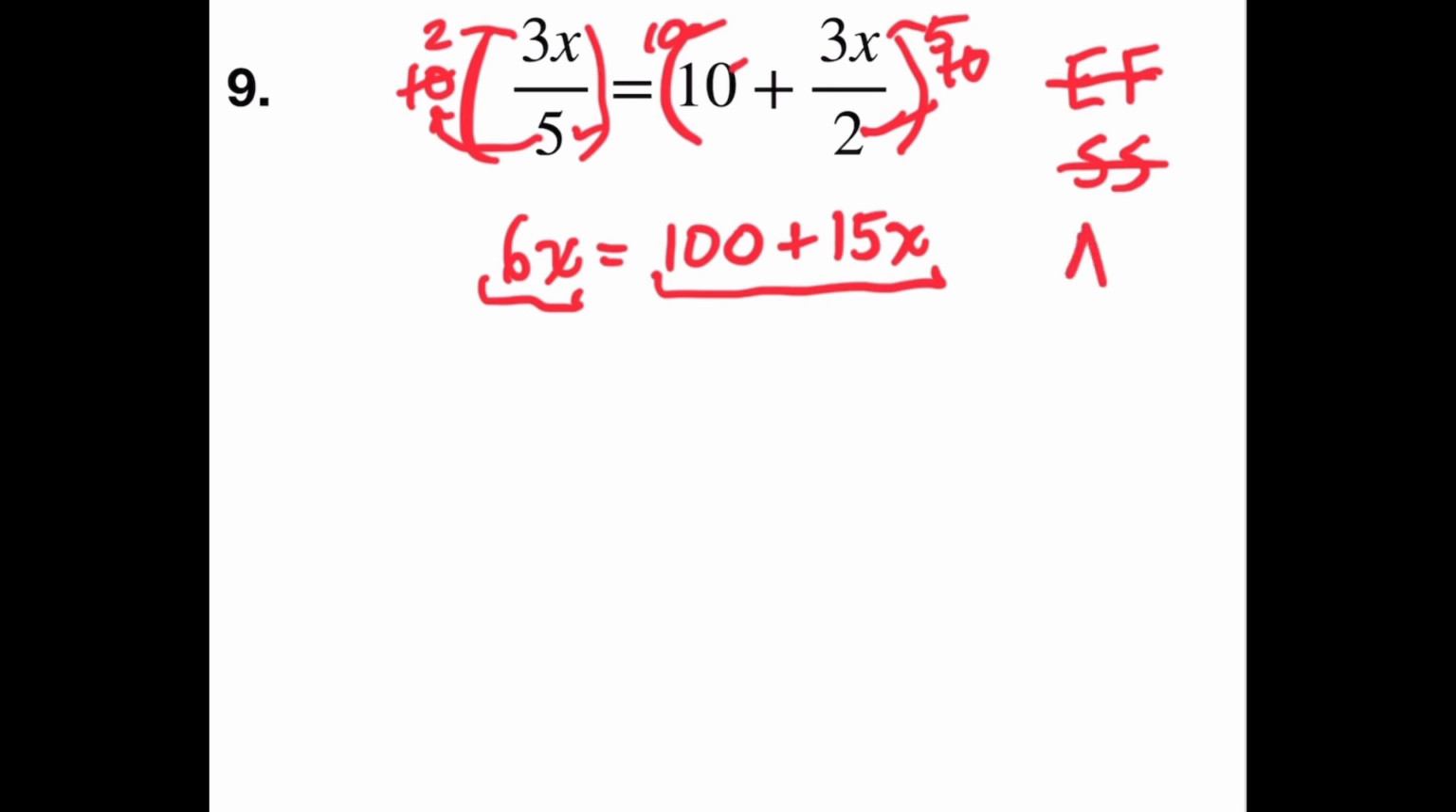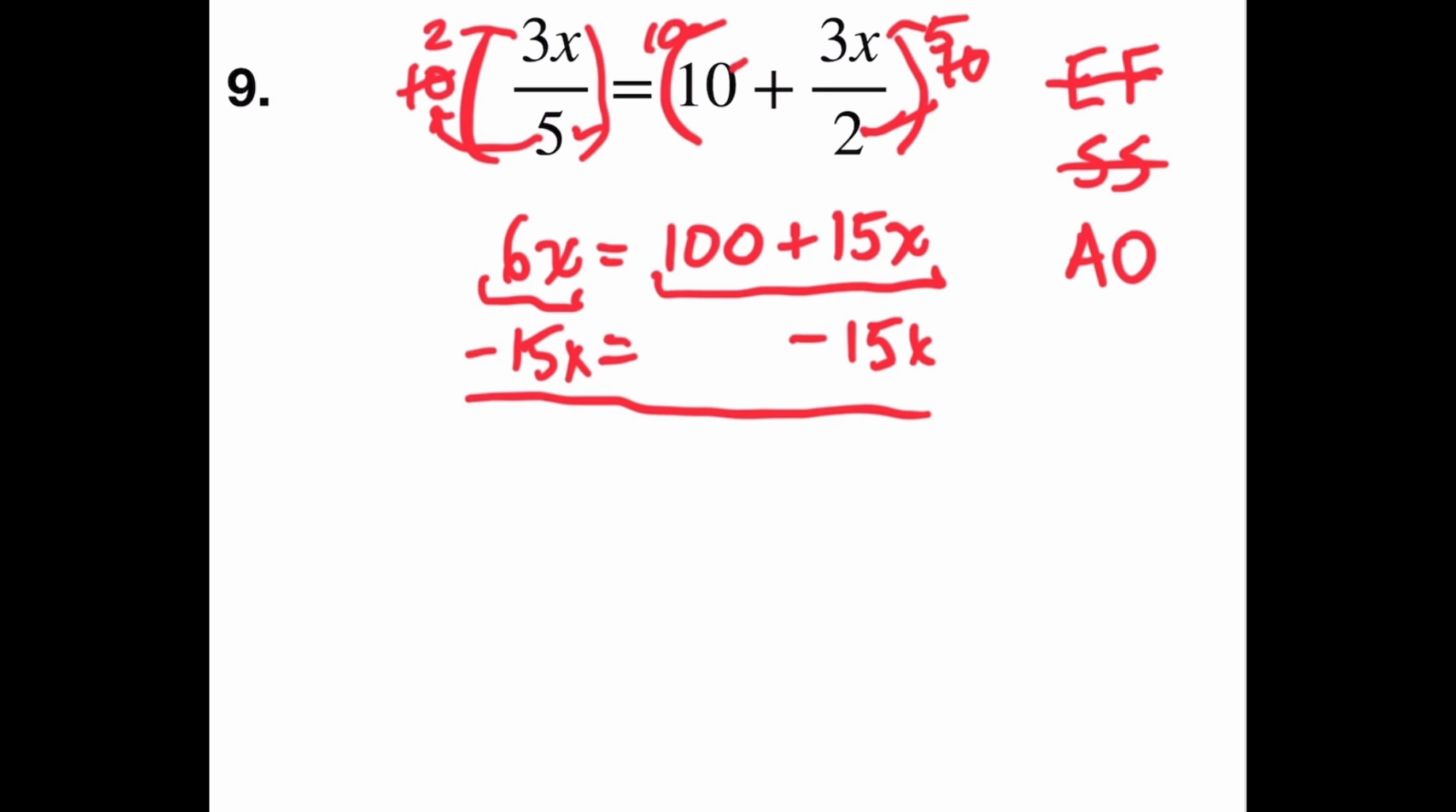Step 3, I'm going to add opposites in order to isolate my variable terms on one side and my number terms on the other. Since I have a 6x on the left side, I'm going to choose to add negative 15x to both sides and eliminate the 15x on the right side so that all my variable terms are on the left side. So 6x and negative 15x is negative 9x on the left side. Positive 15x and negative 15x is 0. 0 plus 100 is 100.